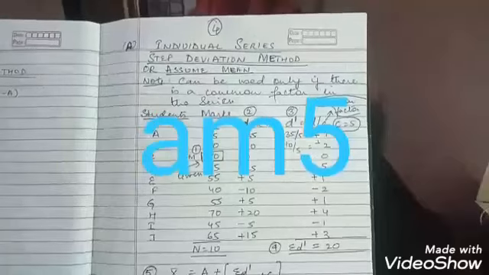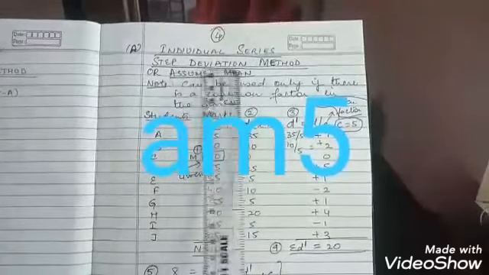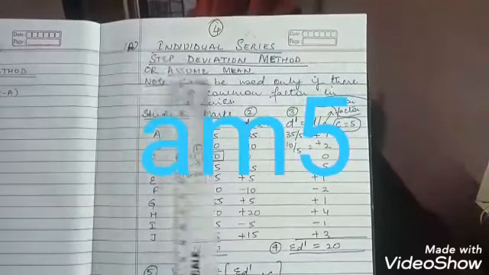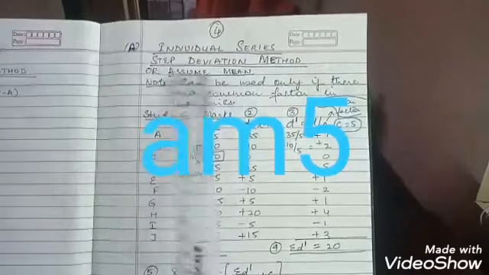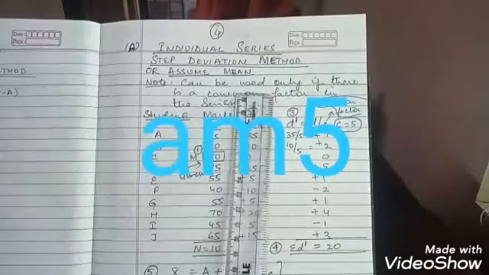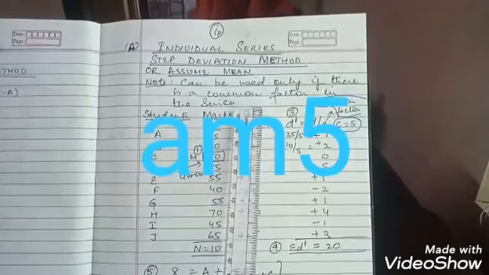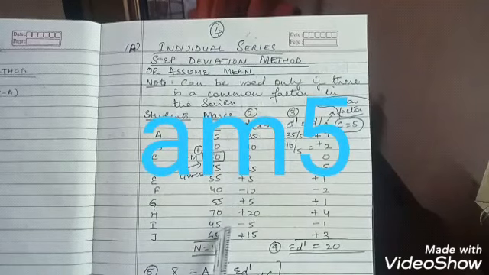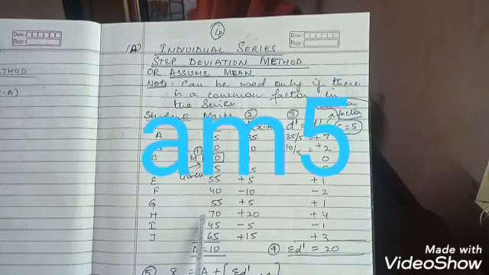Okay? The third method under individual series is step deviation method or assume mean method. See, the second method and the third method is also known as assume mean method. But there is one vital difference between these two. I have written it there in the note. The vital difference: you can use this step deviation method only if your x series has a common factor. Common factor means if they are divisible by one particular number in common to all.